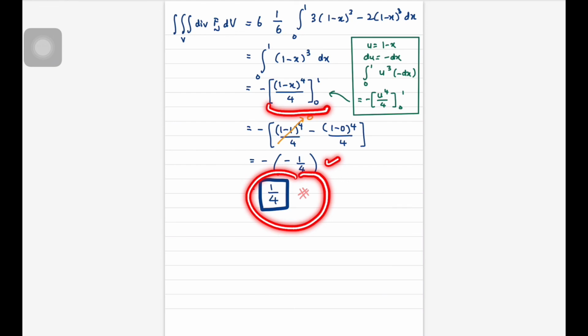Okay, so this is the value of your triple integral of divergence F dV, 1 over 4.